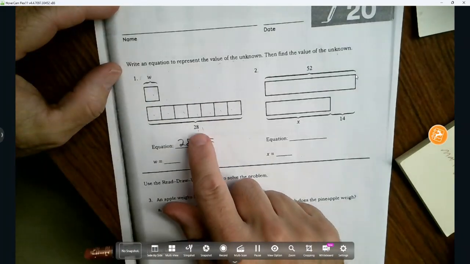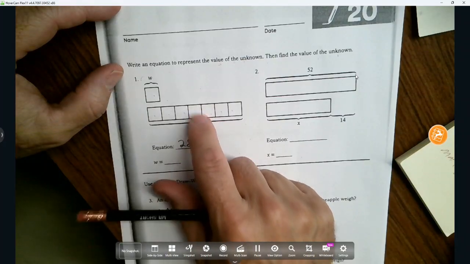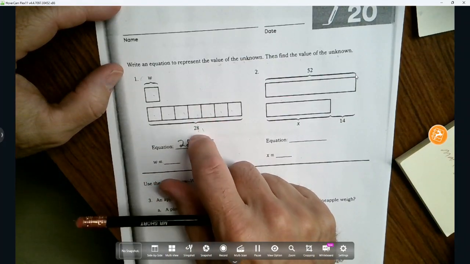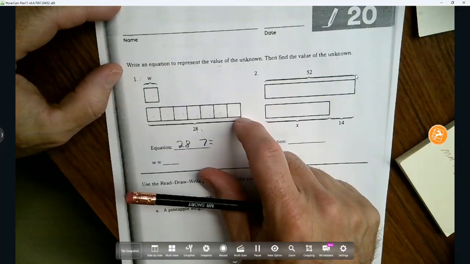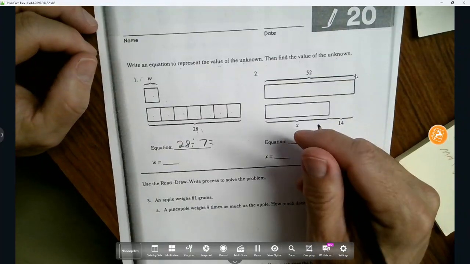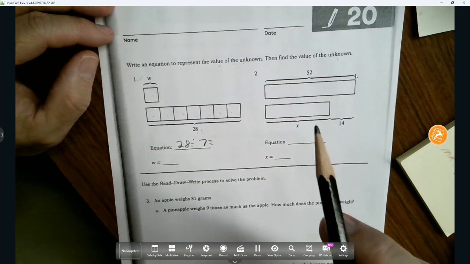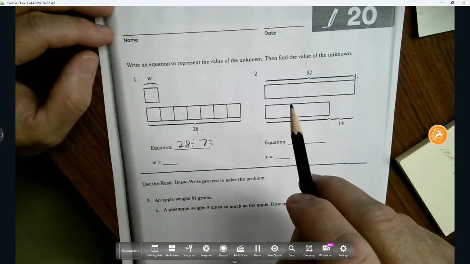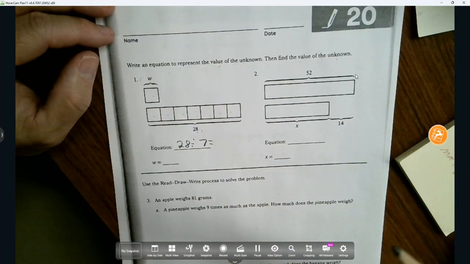I need to find out how many times. There's 7 of these, so 7 times something is going to give me 28. Because if I have this plus this plus this plus this plus this plus this plus this, it's the same as 7 times something. So if I divide and do the opposite, I can figure that out. If I have a multiplication chart, I can go over to column 7, go down till I find 28, and then go across and see what row 28's in. But if I don't have that, I got to figure it out.